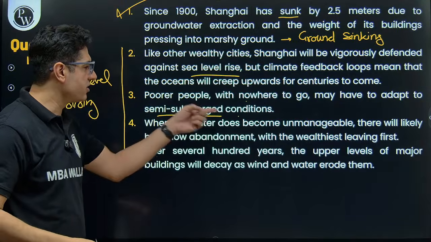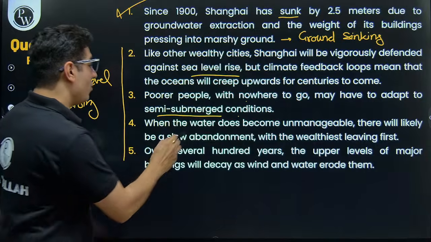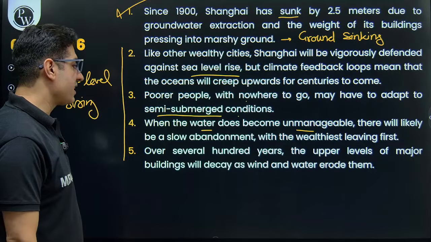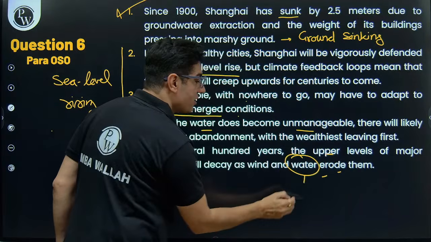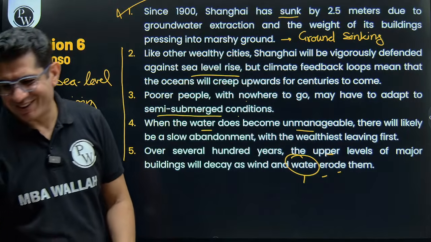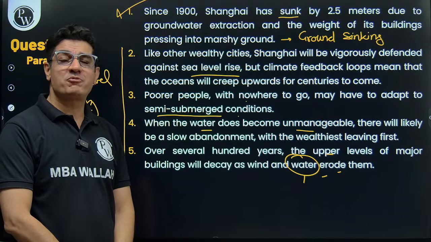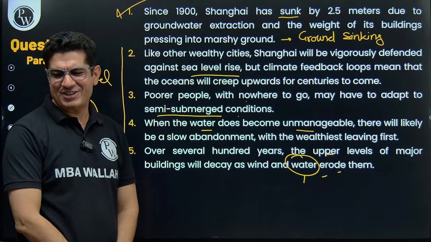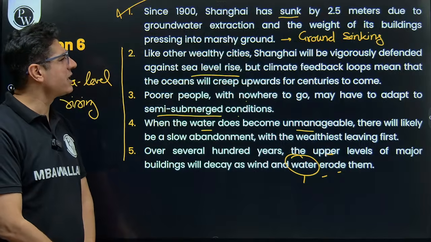Semi-submerged conditions. A condition is semi-submerged when water enters, which will be a result of sea level rising. Water becomes unmanageable. Over several hundred years, the upper levels of measure will decay as wind and water erode them. Upper levels getting eroded by water. Water level rising, which is in this context sea level rising. So, first is talking about a completely different thing from what the bottom 4 are talking about. We'll not be able to fit it along any of these other ones. See? So that is why the answer is 1, and that's what I brought for you today.